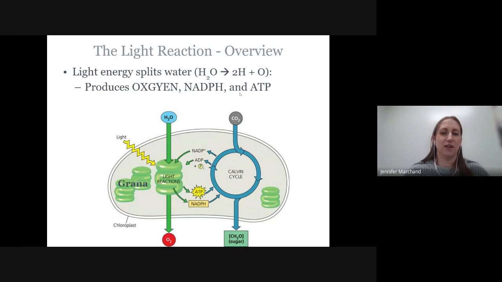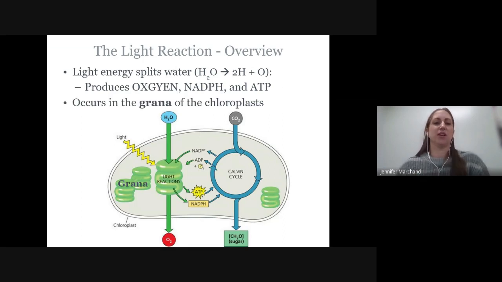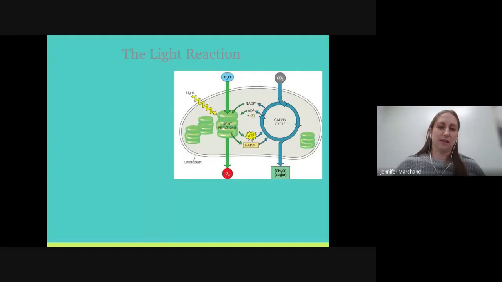So what you'll have here is with the two hydrogens, you'll have just oxygen, then you'll have the NADPH, and you'll also have a little bit of ATP. We know from earlier that ATP is energy. So this is going to be the energy that the plant uses. This is all going to occur in the grana, which is in the thylakoids of the chloroplast.